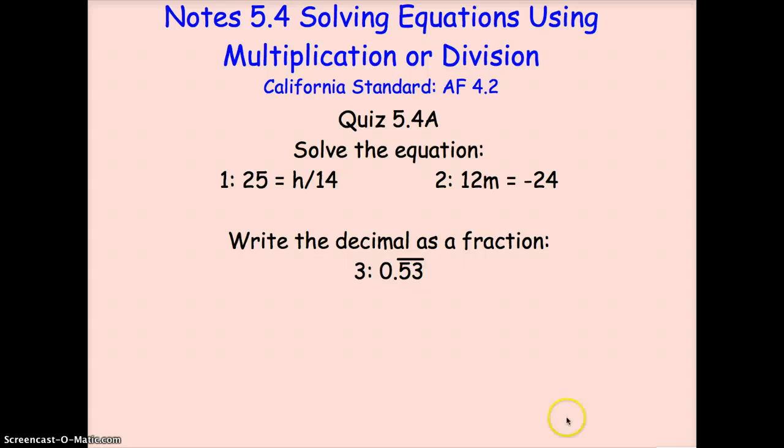Go ahead and go on to the quiz. Do the best that you can. Make sure you check your answers before you submit them.